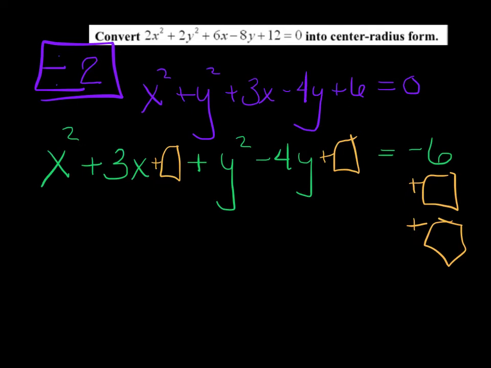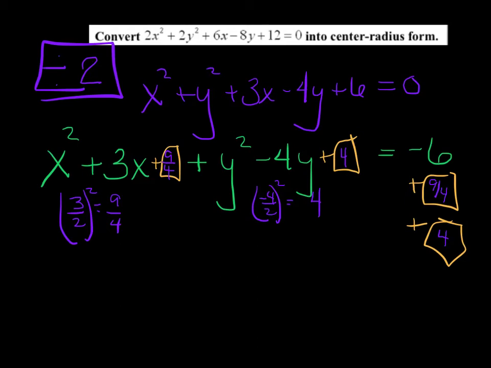So now let's take a few seconds and complete the square. I'm taking 3, dividing it by 2, and squaring it. So that's going to get me 9 over 4. I'm taking negative 4, dividing it by 2, and squaring it. That's going to get me negative 2 squared is 4. Alright, so I'm going to add 9/4, and I'm going to add 4, and I'm going to do the same thing on this side. 9/4 and 4.